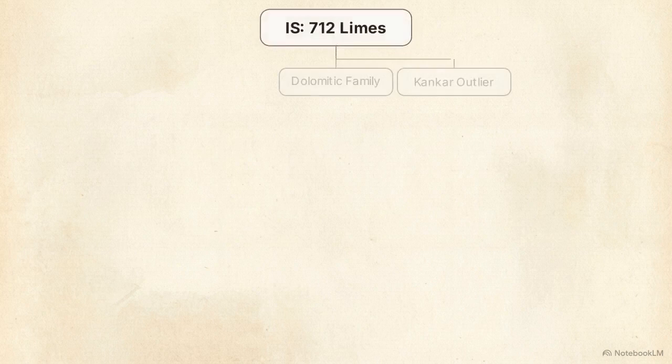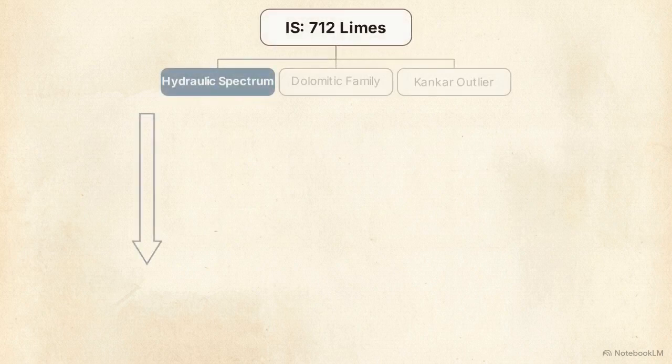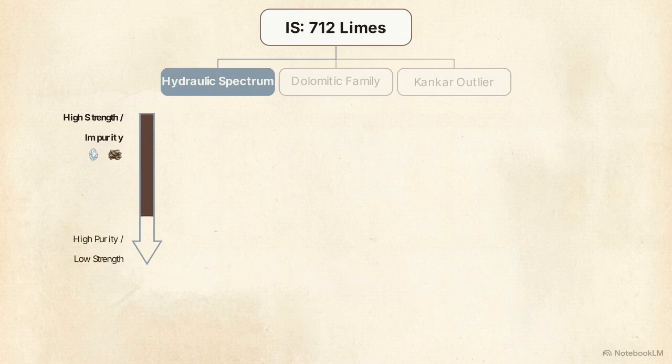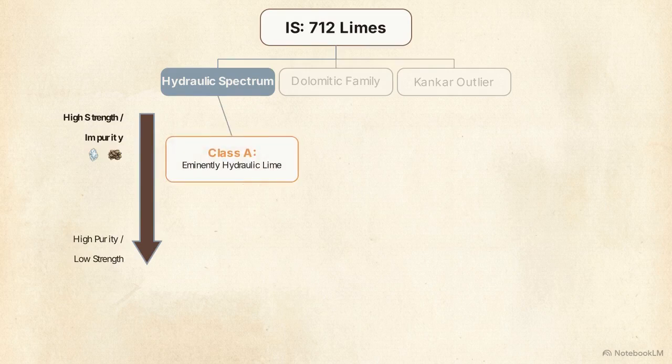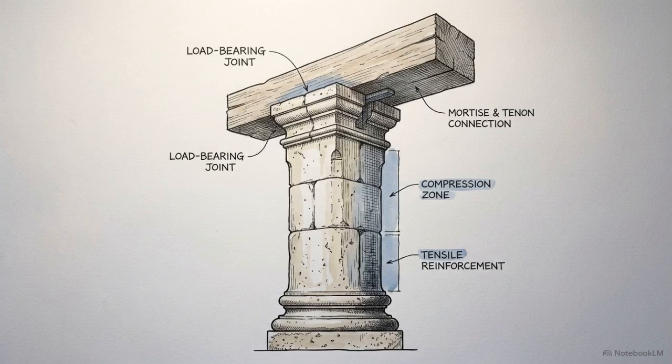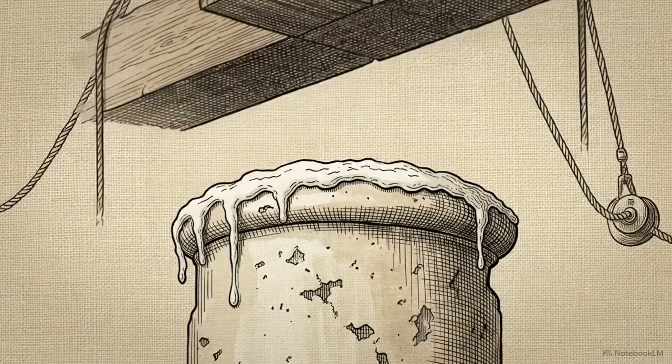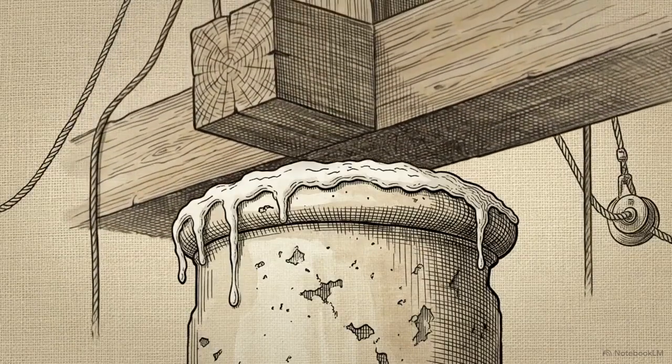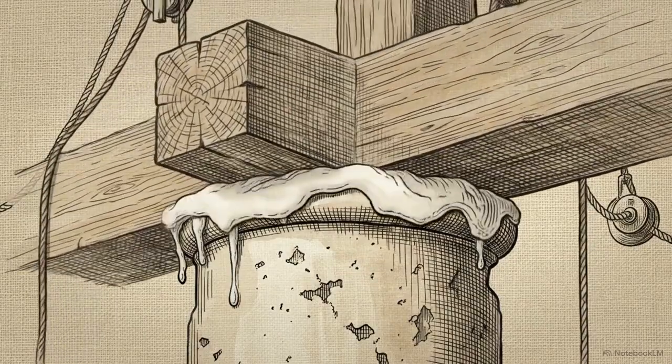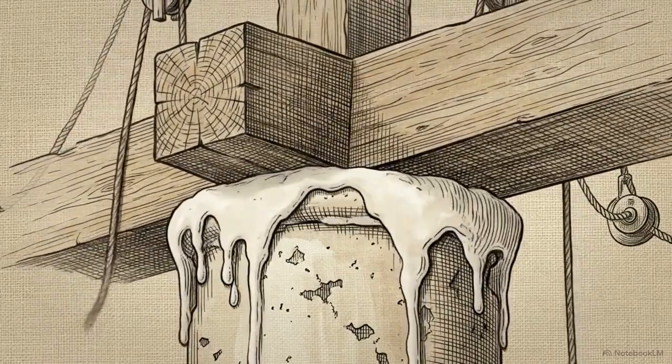Let's examine the hydraulic spectrum. This branch operates on a sliding scale of strength, moving from highly impure and strong at the top to highly pure and weak at the bottom. At the very top sits Class A, the eminently hydraulic lime. The IS code explicitly assigns Class A for structural purposes. Because it contains the highest level of reactive silica and alumina, it possesses the maximum load-bearing capacity of any lime.